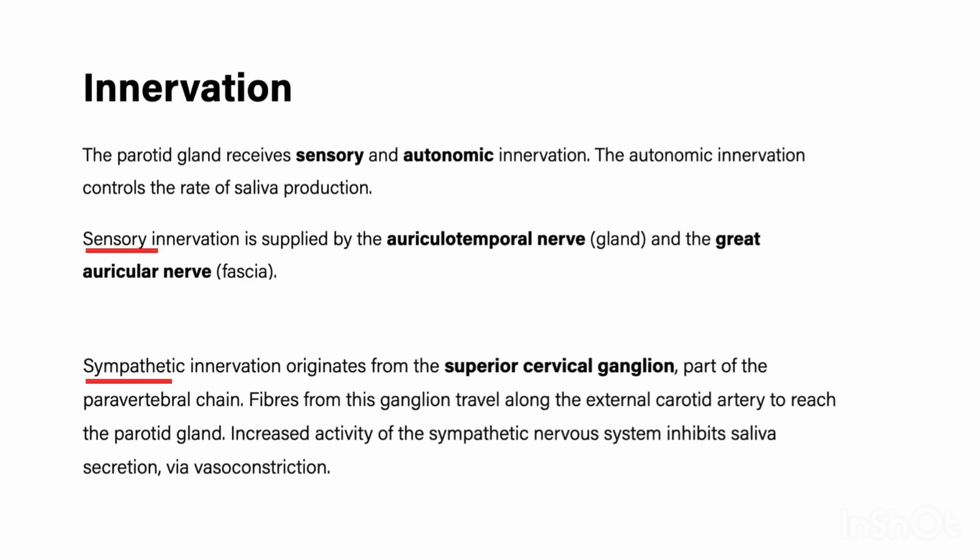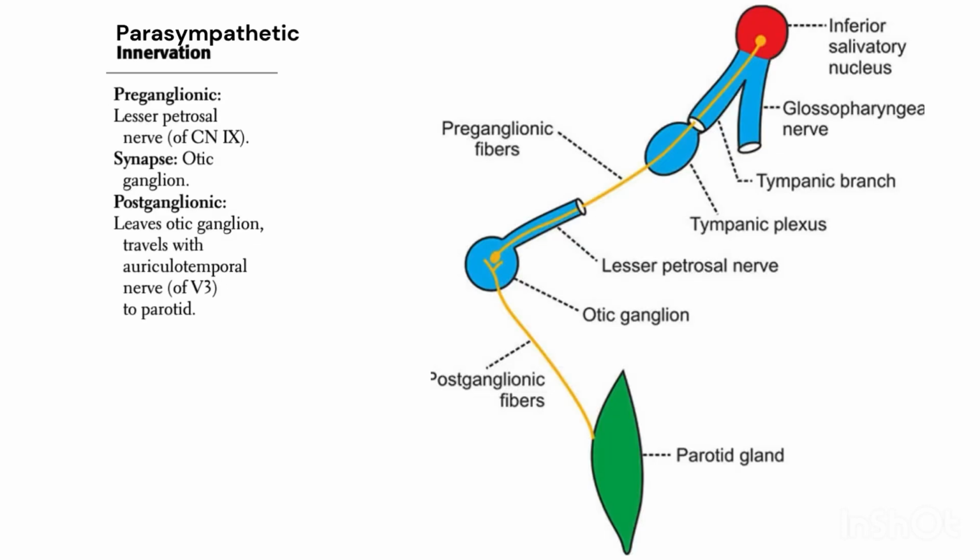Sympathetic innervation. Basically, just remember it is from the superior cervical ganglion. And the important thing to remember is that an increase in the sympathetic nervous system will inhibit saliva secretion via vasoconstriction.